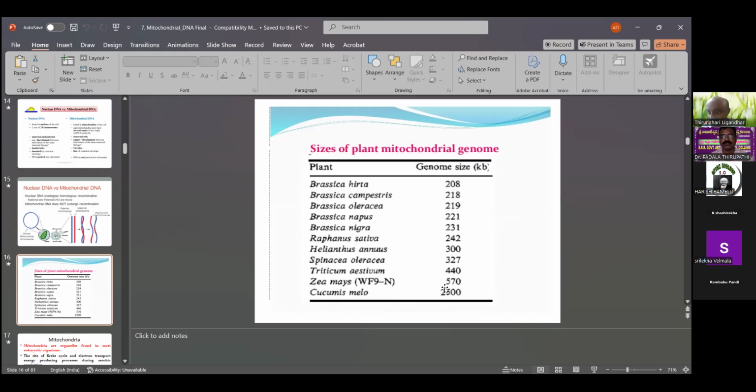This means the size of the DNA depends on the nature of the plants. In the majority of species, the monocot plants have a large mitochondrial DNA, but in a few, Cucumis melo is an example. Cucumis melo has the highest size of mitochondrial DNA. But then the monocot plants are also there.